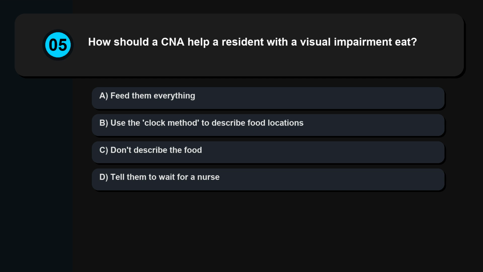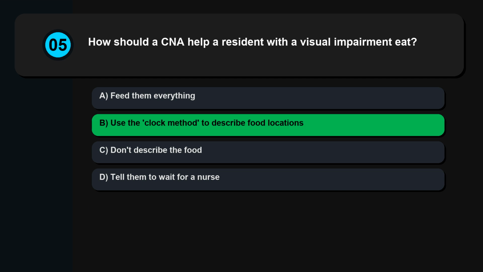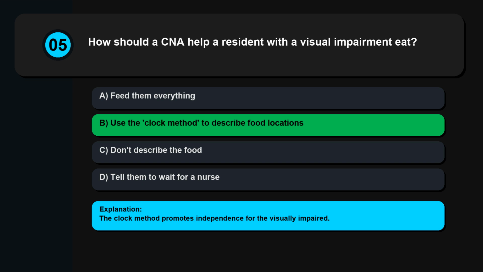Question 5. How should a CNA help a resident with a visual impairment eat? Feed them everything. Use the clock method to describe food locations. Don't describe the food. Tell them to wait for a nurse. The clock method promotes independence for the visually impaired.